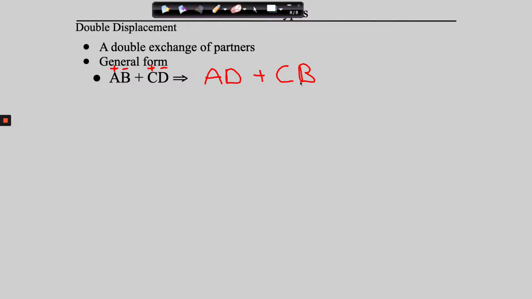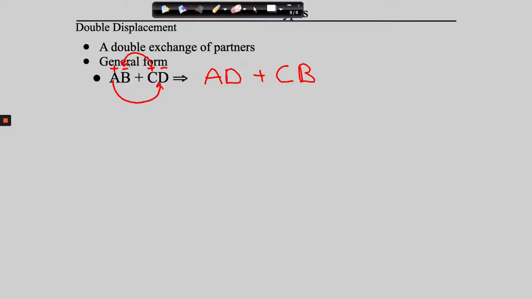So now guys, please do not write any of this down, but watch what's happening. Positive A is hooking up with negative D, and positive C is hooking up with negative B. So guys, they're literally, listen carefully, they're literally trading partners. Sound familiar?